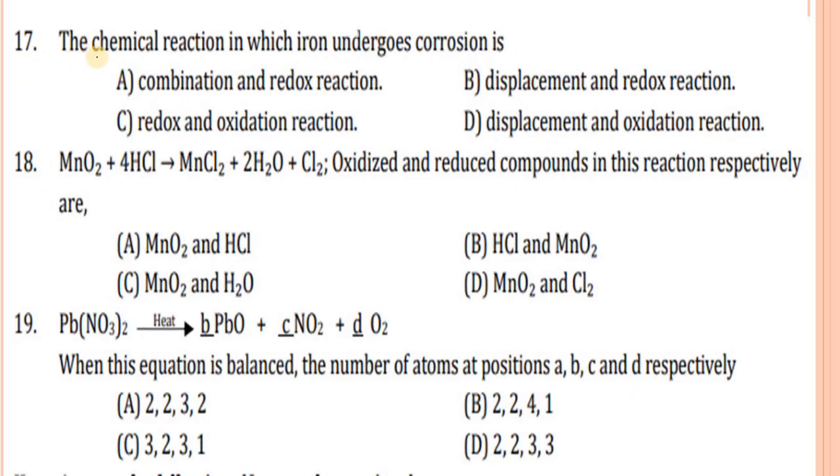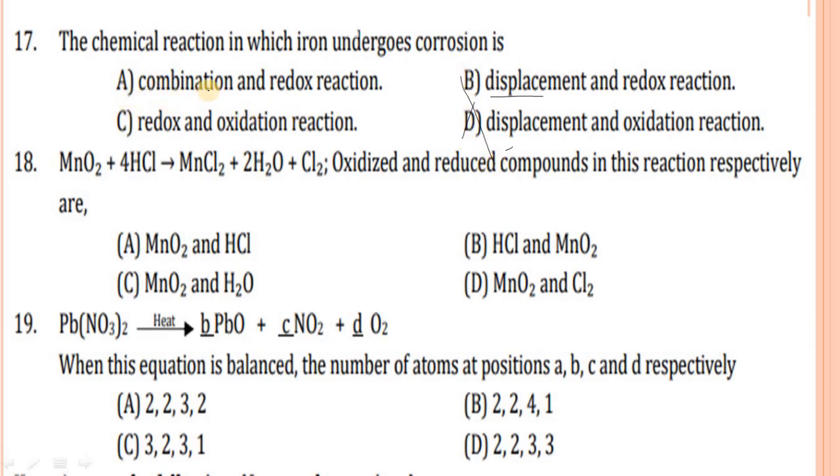Question number 17. The chemical reaction when iron undergoes corrosion. Iron undergoes corrosion, this is a form of oxidation reaction. It is a combination reaction and it is a redox reaction. In option B, displacement and redox reaction is given, and in option D, displacement and oxidation reaction is given. So corrosion of iron is not a displacement reaction. So both options will be wrong.